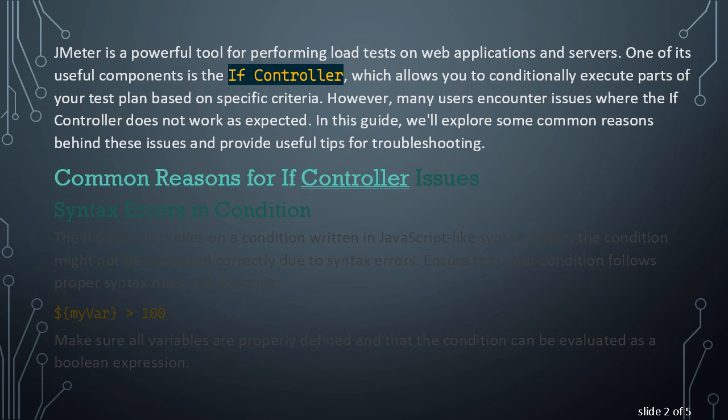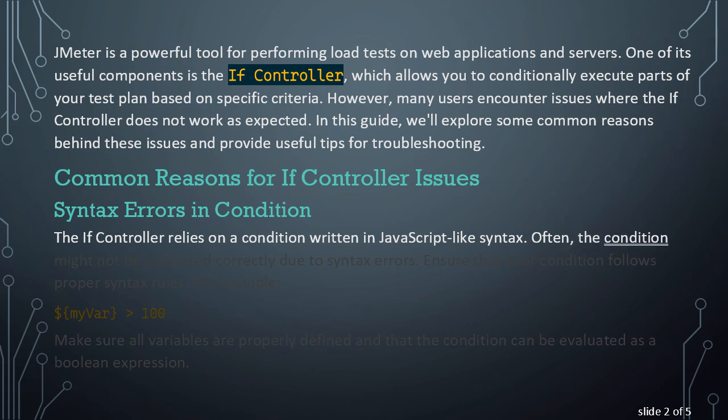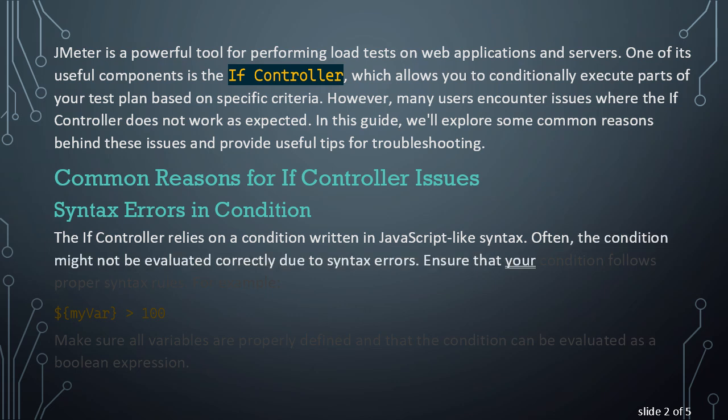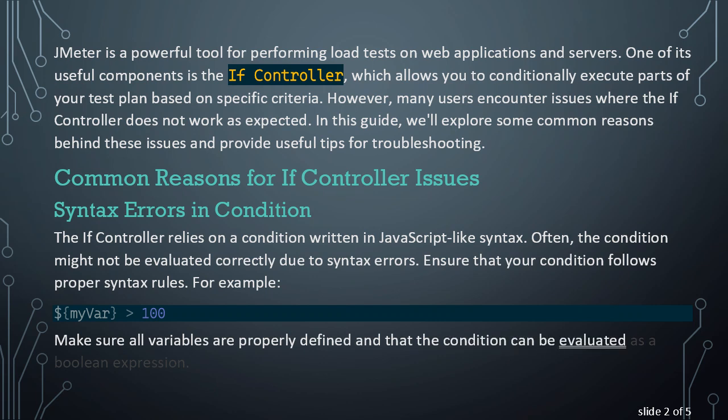Common reasons for if controller issues. Syntax errors in condition. The if controller relies on a condition written in JavaScript-like syntax. Often, the condition might not be evaluated correctly due to syntax errors. Ensure that your condition follows proper syntax rules. For example, make sure all variables are properly defined and that the condition can be evaluated as a Boolean expression.